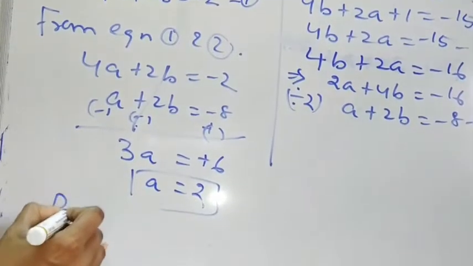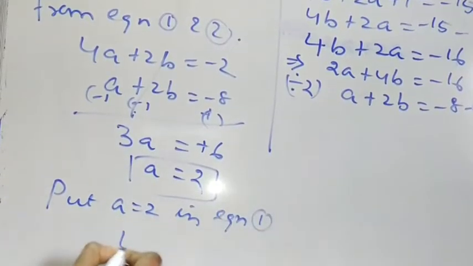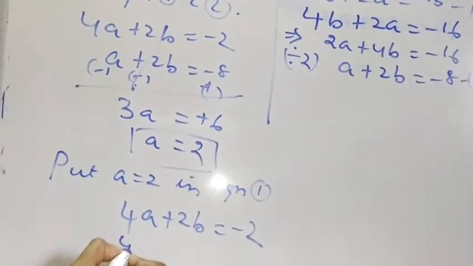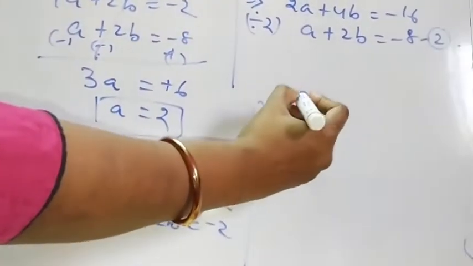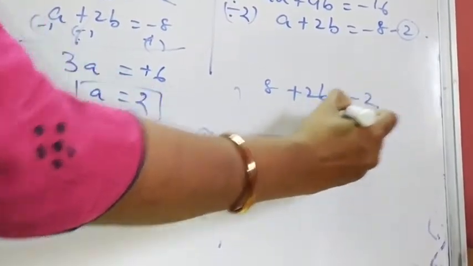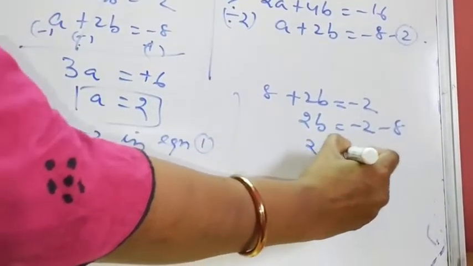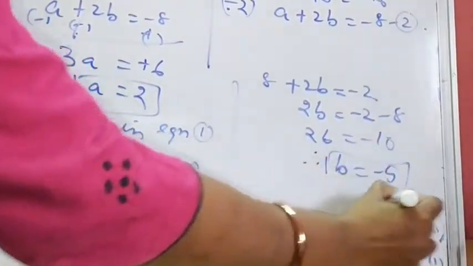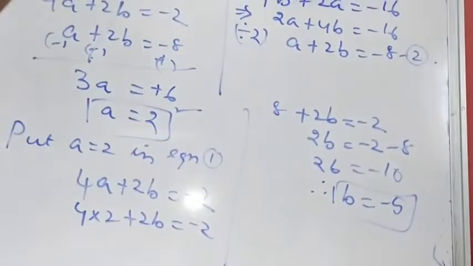Now substitute the value of a in equation 1. So we get 4a plus 2b is equal to minus 2. So 4 into 2 plus 2b is equal to minus 2. So 4 2s are 8. So 8 plus 2b is equal to minus 2. So 2b is equal to minus 2 minus 8. So 2b is equal to minus 10. Therefore, b's value is how much? Minus 5.